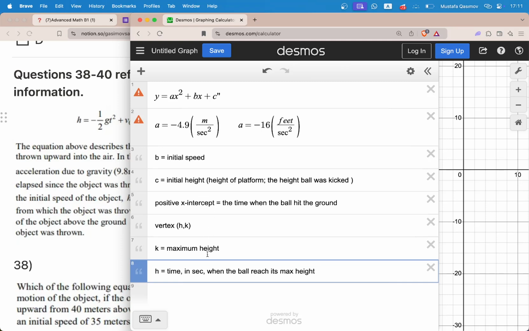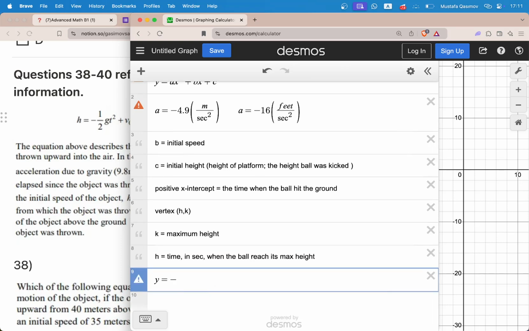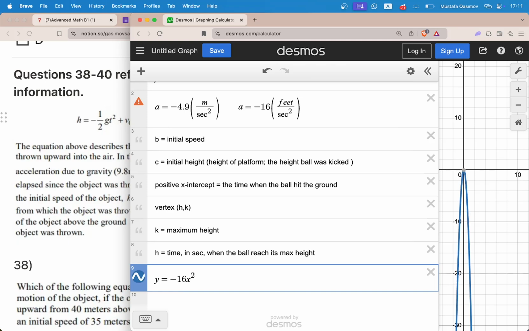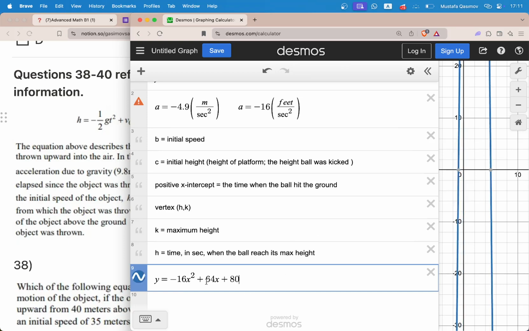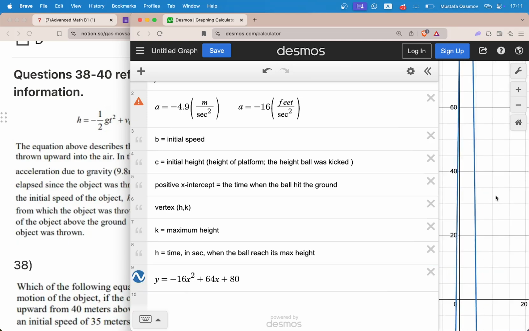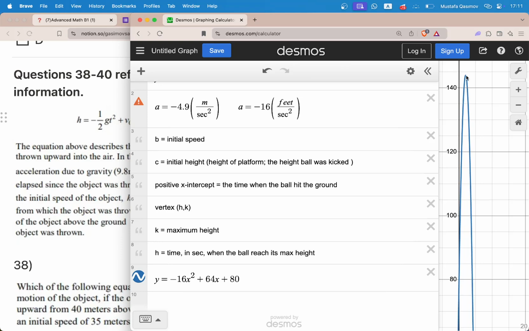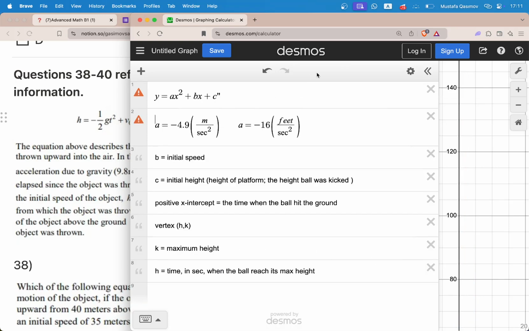Okay. For example, for this function, if I ask what's the maximum height, it will be the vertex point, that one, (2, 144). This point means that the ball reached 144 feet after 2 seconds. Or we can say it like this: the ball reached its maximum height of 144 feet after 2 seconds. Do you have any question from here?